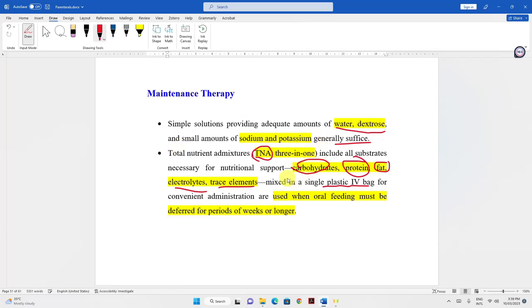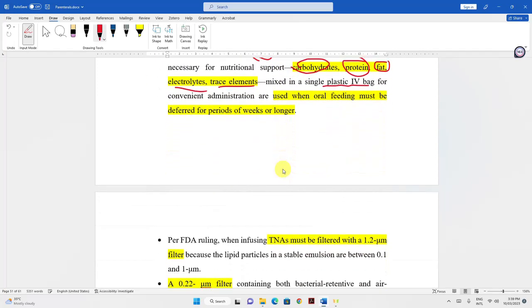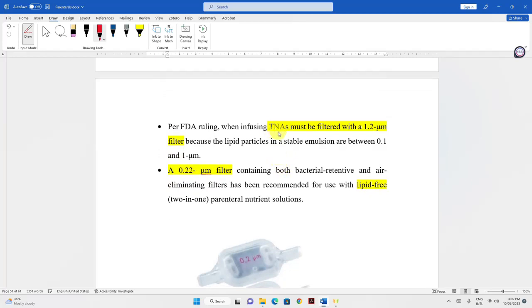Okay, that's when you really need to support the whole body. Now, for total nutrient admixture, you will need to filter it before infusing it through a 1.2 micrometer filter, because you don't want, for example, a precipitate to be there that you cannot see. So you are filtering it through a 1.2 micrometer filter in order to allow the lipid particles to pass, but something larger should not pass. Lipid particles or globules can have a size from 0.1 to 1 micrometer.